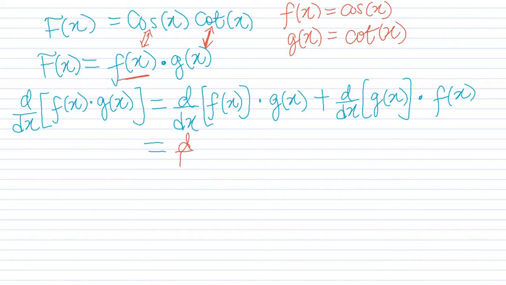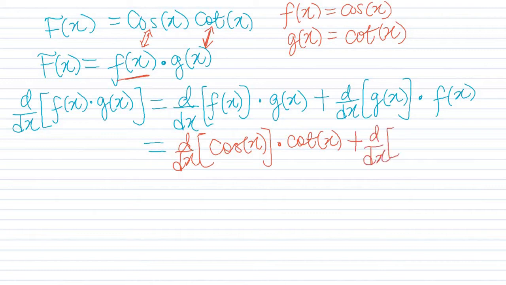So now we have the derivative of the first subfunction, which is f of x, so that's cosine x, multiplied by g of x, which is just cotangent x, plus the derivative of the second subfunction, which is the derivative of cotangent x, multiplied by the first subfunction, which is cosine x. So now we have this, and we have to start doing the derivative.